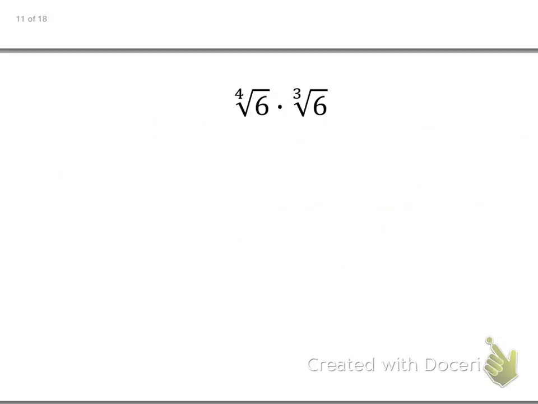Okay, so my first example here, the exponents are both 1, so when I rewrite them with their fractions, it's going to be 1/4 times 1/3. When I multiply things with the same base, I keep the base, add the exponents to get 7/12. And then I want to convert it back to radical form, so this is my exponent, this is my radical, so 12 square root 6 to the 7th.